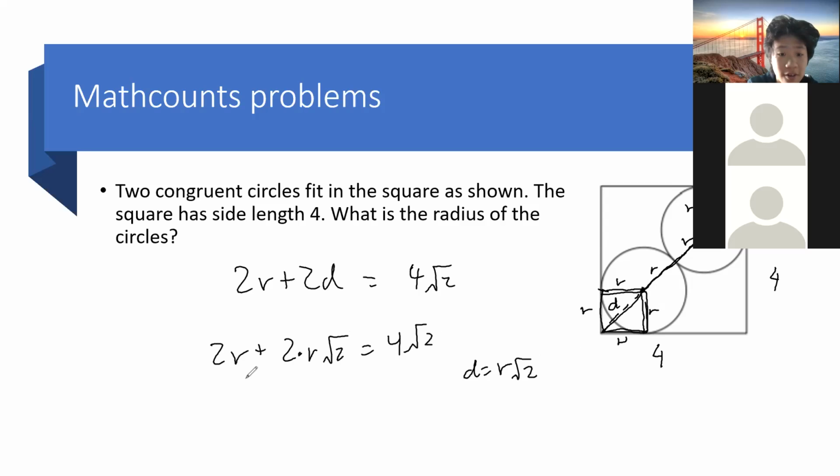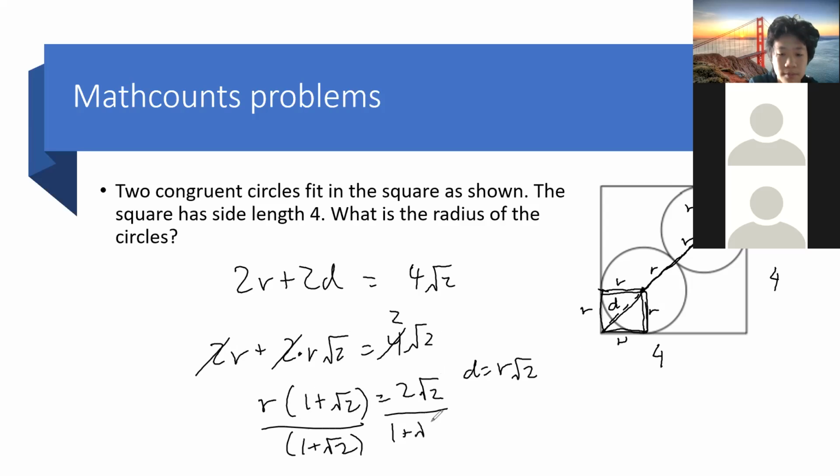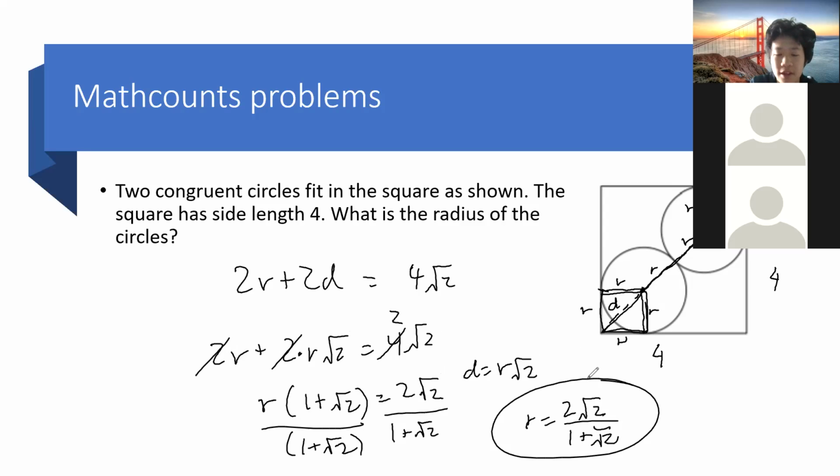Let's factor out an R right here. So it's going to be R times 1 plus square root 2 equals 2 times the square root of 2. Divide both sides by 1 plus square root 2. R equals 2 square root 2 over 1 plus the square root of 2. And that's your answer. You can keep it as that, or you could simplify it a little bit so you get all the square roots on the top.